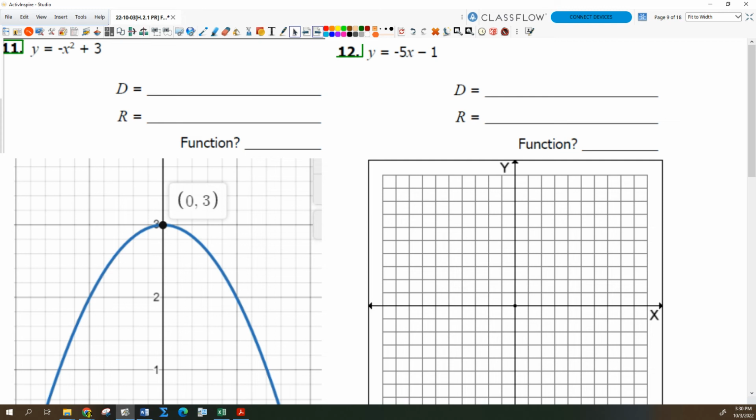Now on Desmos, let's get down to the nitty gritty here, and let's see if we can quickly see how to graph this stuff and find the vertex. It makes it super easy on Desmos.